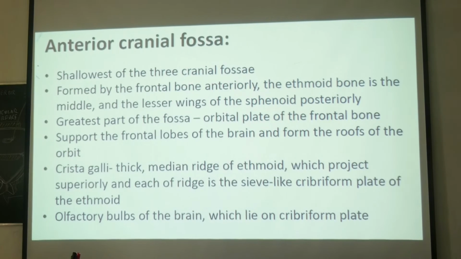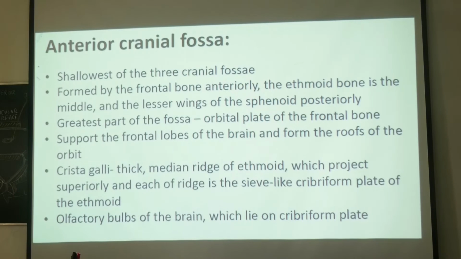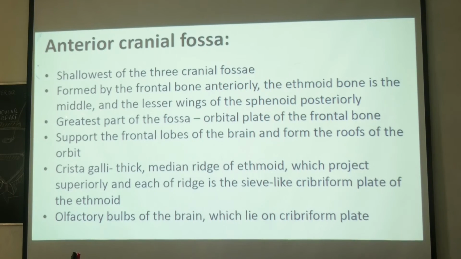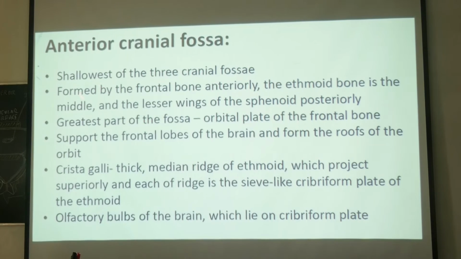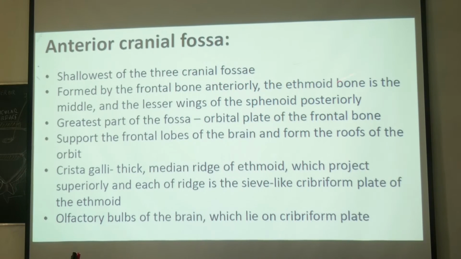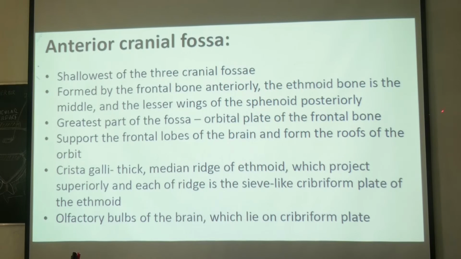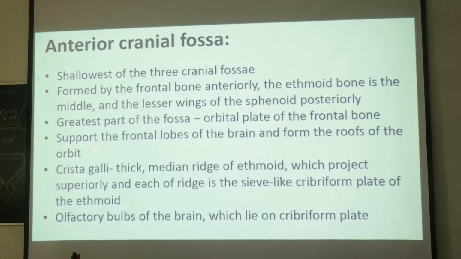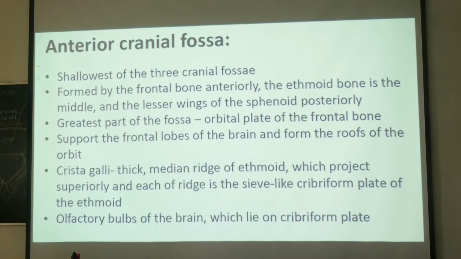It is the shallowest of the three cranial fossae and formed by the frontal bone anteriorly, the ethmoid bone in the middle, and the lesser wings of the sphenoid posteriorly. These three bones are forming the anterior cranial fossa, and the greatest part of the fossa is formed by the orbital plate of the frontal bone. And what is its function? It supports the frontal lobes of the brain and forms the roof of the orbit.